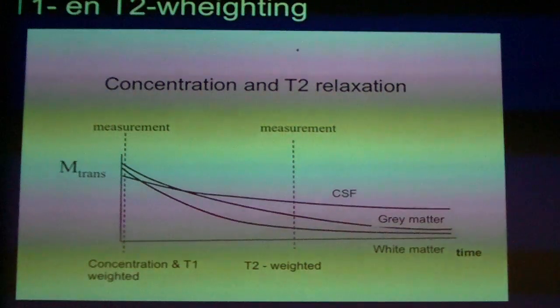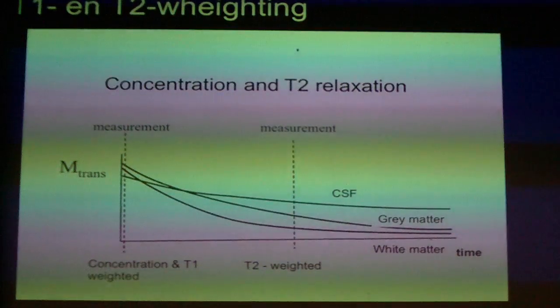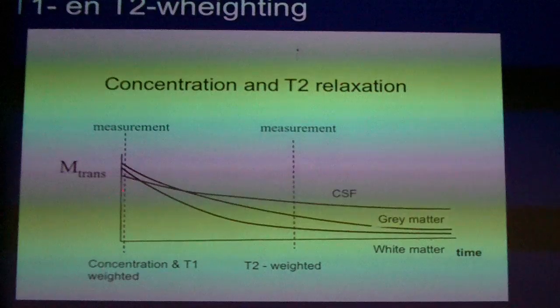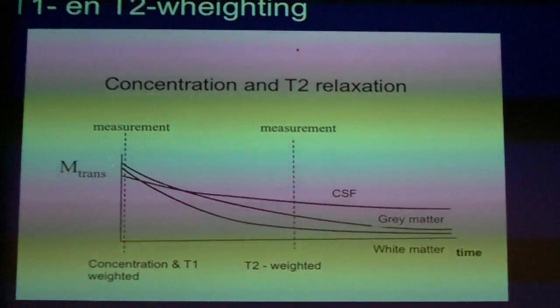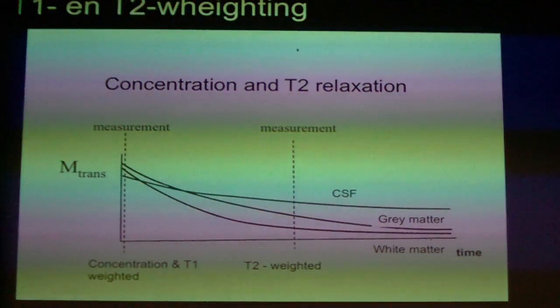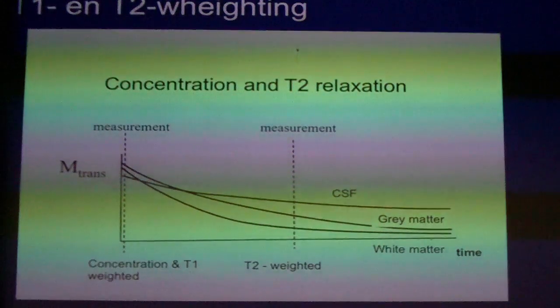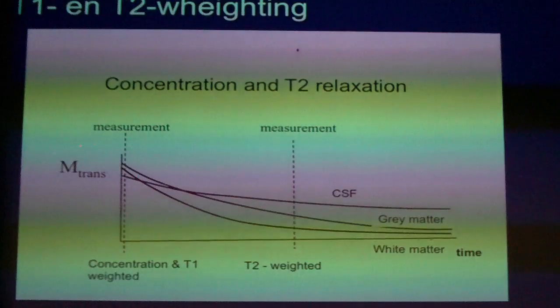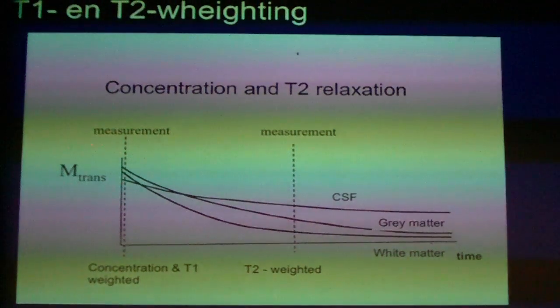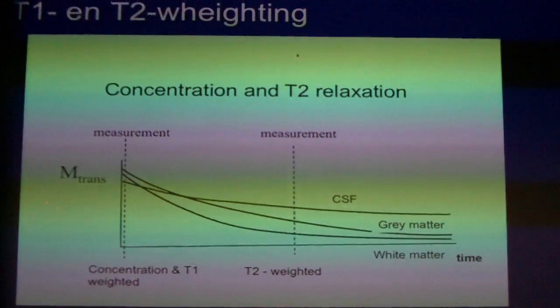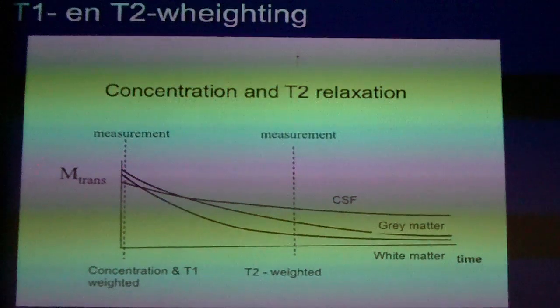On the other hand, what should you do if you want to have a T2 weighted image? T2 relaxation is about the disappearance of magnetization out of the plane perpendicular to the magnetic field. So here we look at the magnetization in the plane perpendicular to the magnetic field. So this is what the coil is picking up. That's what we are measuring.